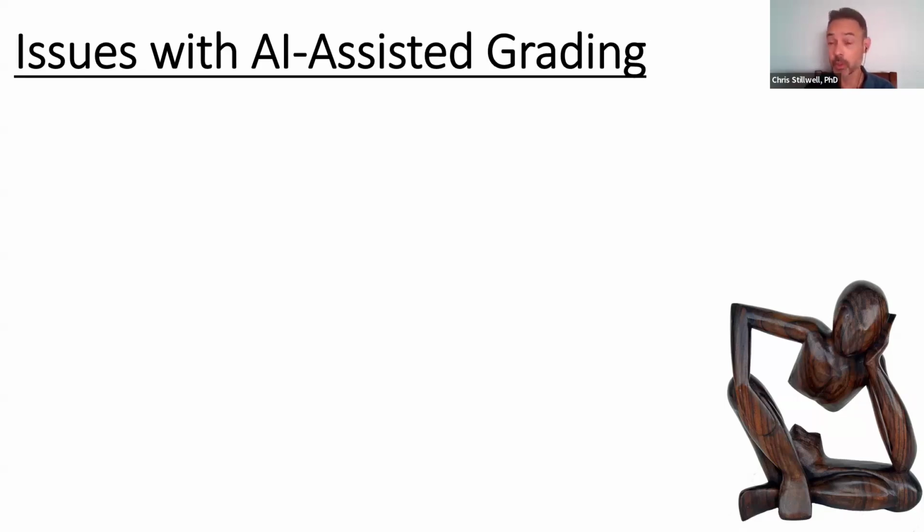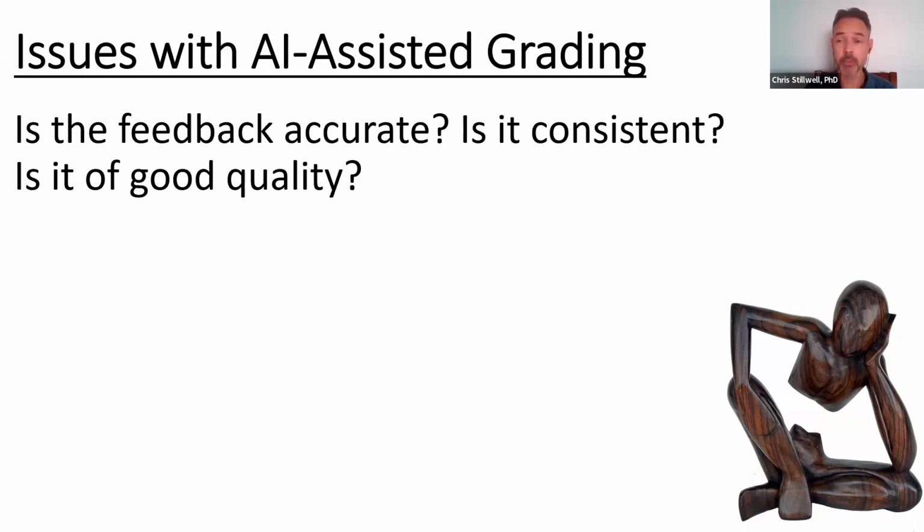First of all, the first thing you might be thinking of is that the feedback might not be accurate, or it might not be consistent. Maybe one student's getting really good feedback from the AI, and another student's paragraph is not. What's the quality here? And so this is why we have to be so deeply involved in looking at things.